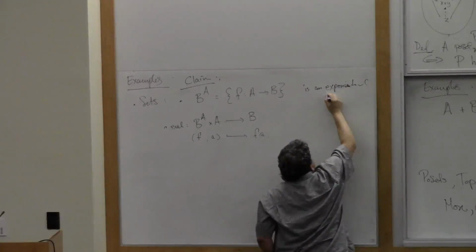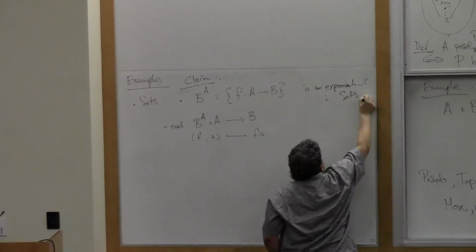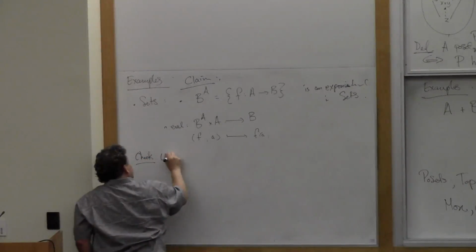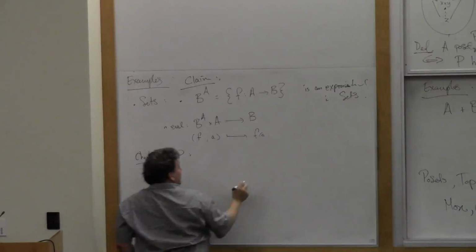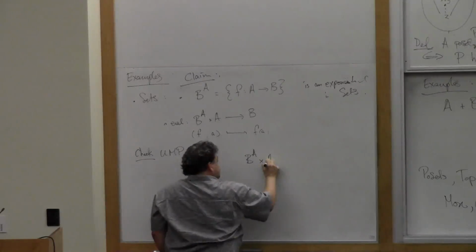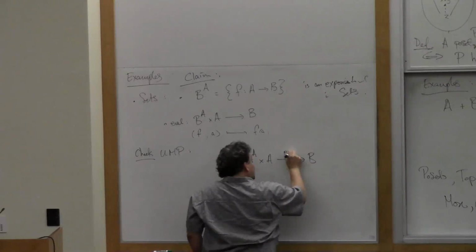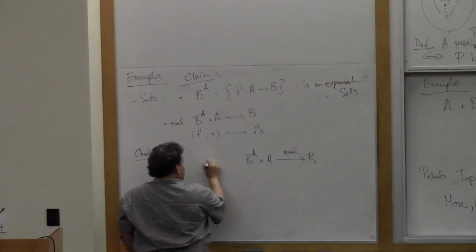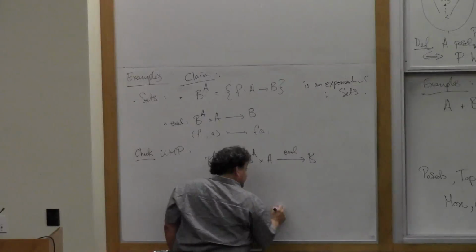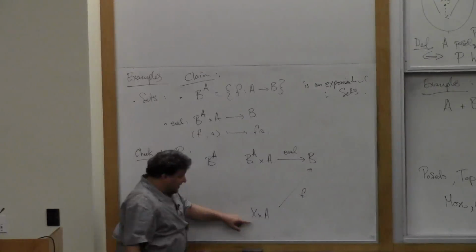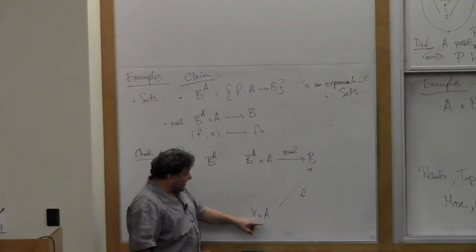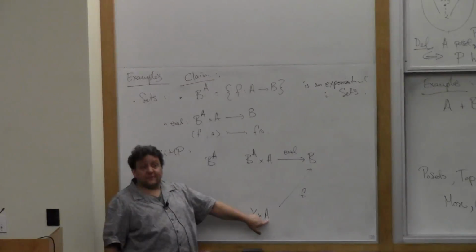Exponential in sets. So I have to check the universal mapping property. So we'll just write it out in exactly the same way that I wrote it over there. I put the evaluation function right here. And now let's suppose, so here's B to the A. And now let's suppose I have some function f on the product of these two sets into B. So this is a function in two arguments, right? It's got an argument from X and an argument from A.